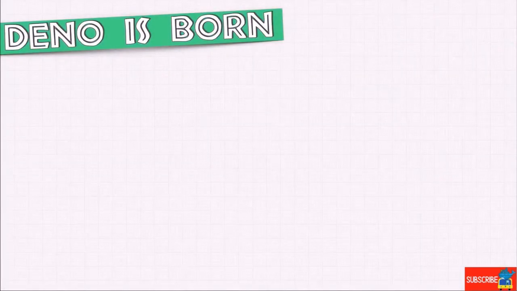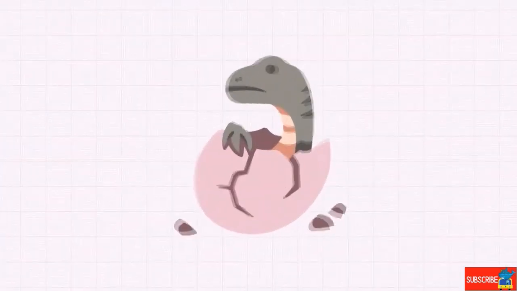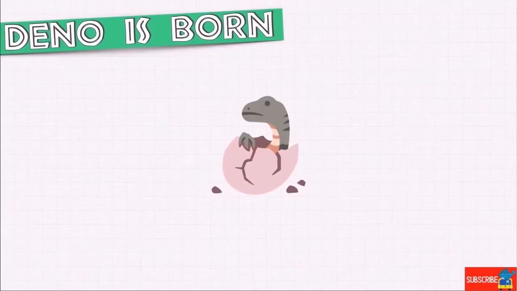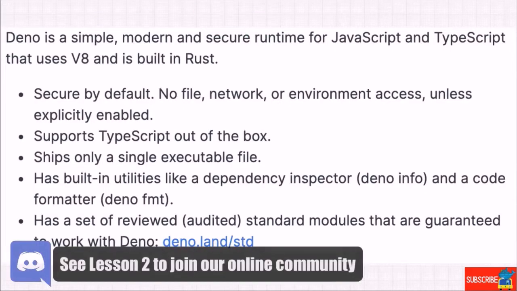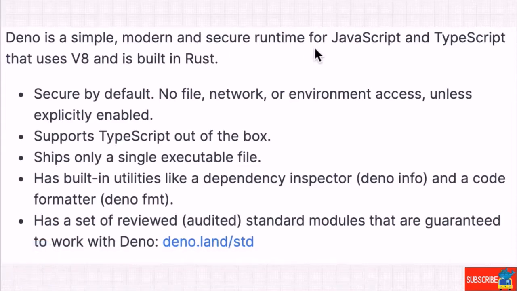Guess what, everybody? Our new friend, Deno, right here, Deno's born. But what is Deno? I mean, yes, Deno is a cute little dinosaur right here, but Deno is also a very new, exciting technology. It's a JavaScript runtime, which is a bunch of buzzwords. Deno is a simple, modern, and secure runtime for JavaScript and TypeScript that uses V8 and is built in Rust, and a bunch of features.